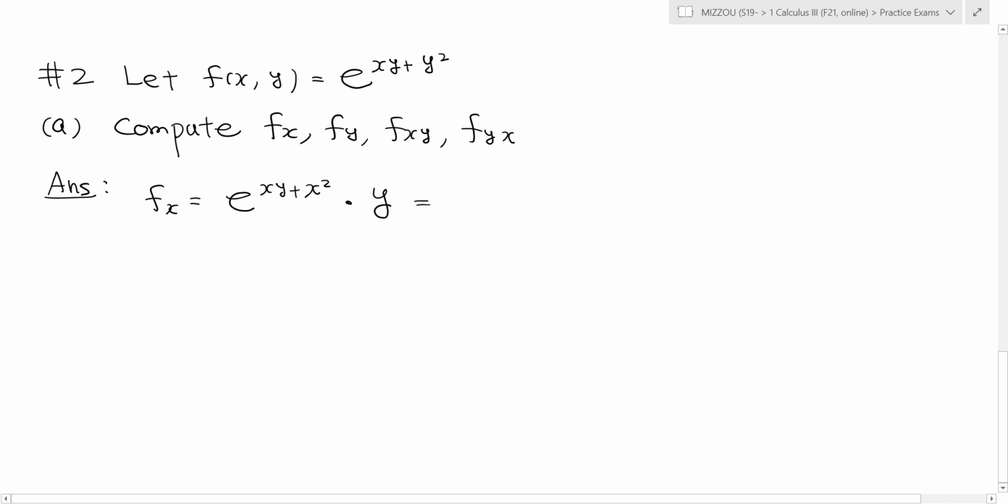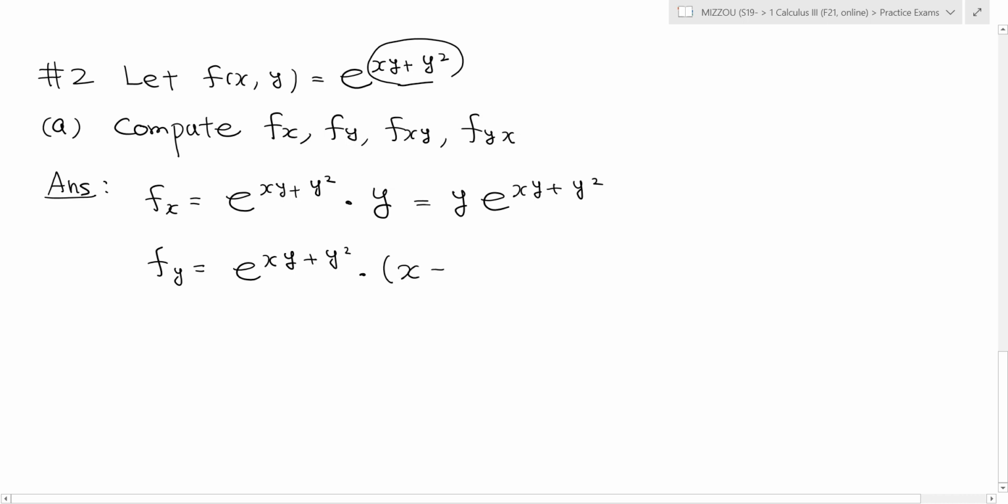This should be written as e to the power of xy plus y squared. And then now f sub y is the same thing. Since it's an exponential function, you just keep this, and then you multiply the derivative of this with respect to y. So x plus 2y.